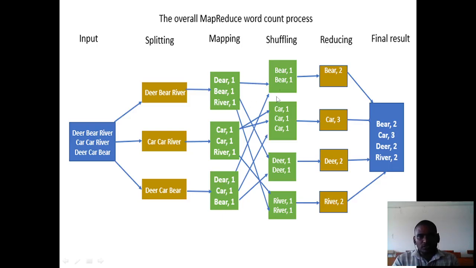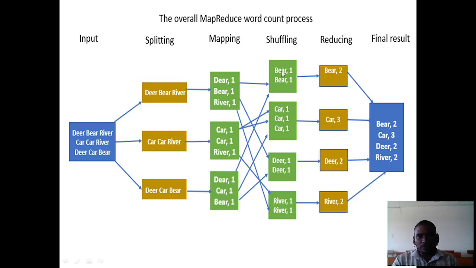Then you have to shuffle. Based on the key value pairs, shuffling groups the same keys together. So beer 1 here and another beer 1 here, then car 1, car 1, car 1, and deer 1, deer 1, and river 1, river 1. So it's shuffled. Then the next step is to perform the reducing operation.